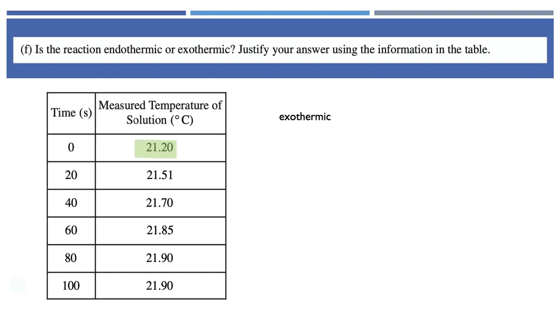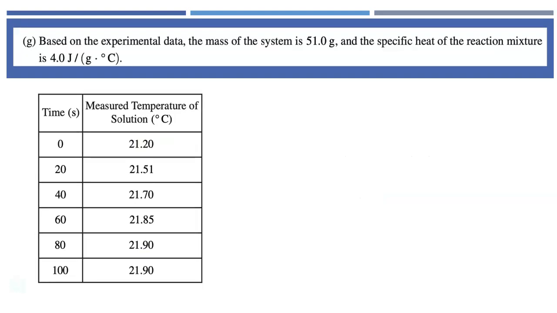I'm going from an initial temperature of 21.20 degrees Celsius to 21.90 degrees Celsius. All right, and the difference of those is a positive number, T final minus T initial. As the reaction proceeds, the temperature of the mixture increases, and that's how I justify that this is an exothermic process. And that's 1 point for stating it correctly with a justification that refers to the data in the table.